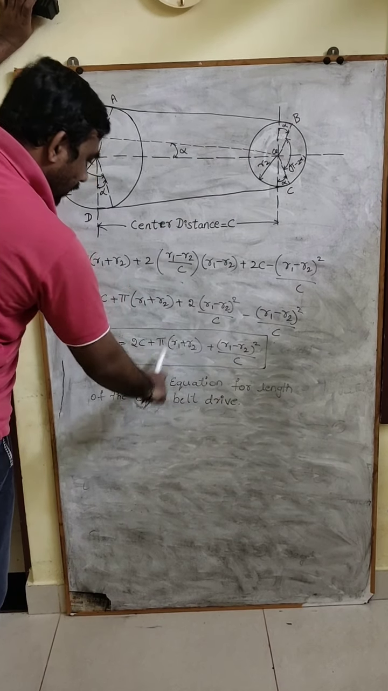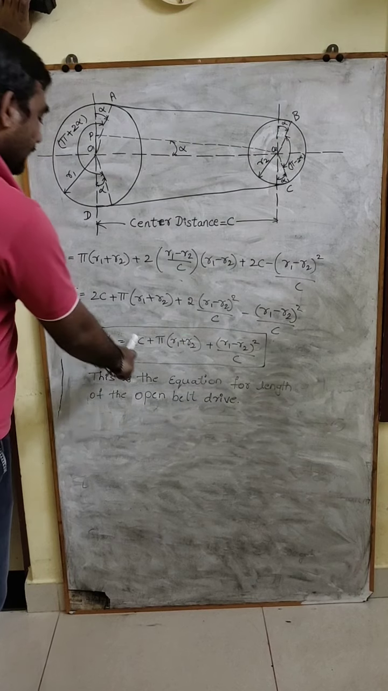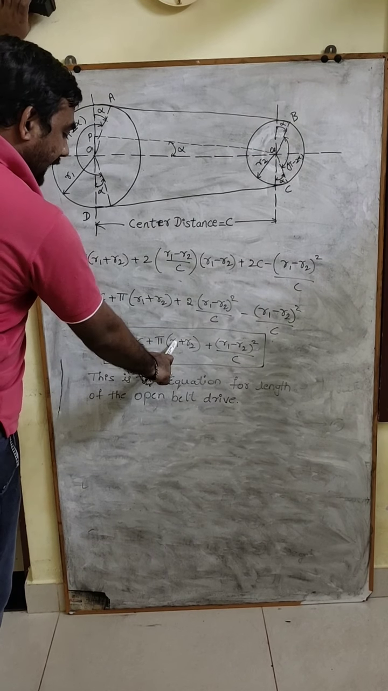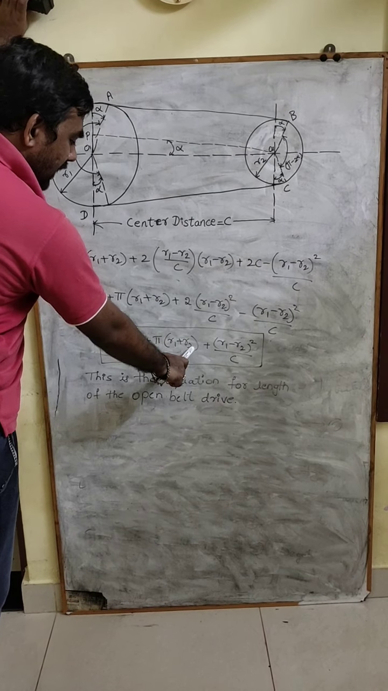So this is the equation for the length of the open belt drive, where C is the center distance, R1 is the radius of the larger pulley, and R2 is the radius of the smaller pulley.